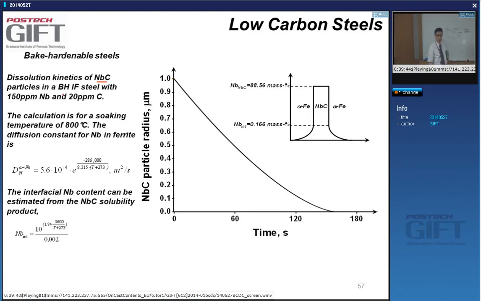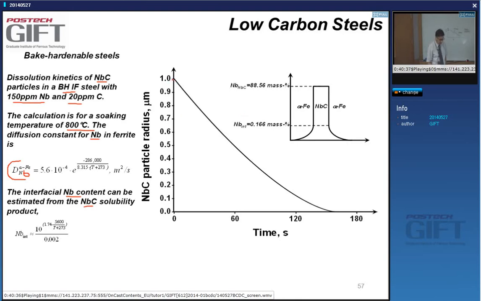So let's have a look. For instance, we have a bake hardening steel which has niobium used to stabilize carbon, and say we have 150 ppm of niobium and 20 ppm of carbon, and we look at 800 degrees C, at the dissolution of the niobium carbide in ferrite. So we need to have some data for the diffusion constant for niobium in ferrite, and we also need data like the solubility product for niobium. Anyway, you don't have to look at the details.